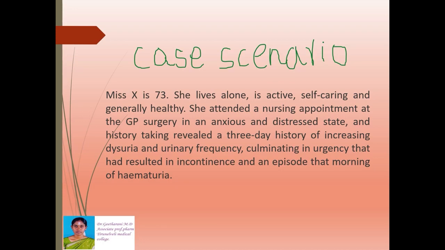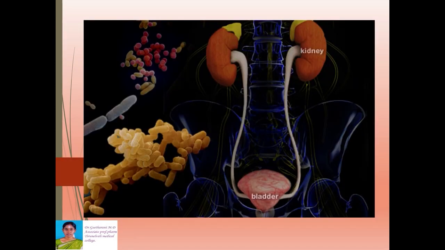She has anxiety too. So this could be a case of UTI as there are complaints of dysuria, urinary frequency. Okay. With this, these are the organisms which are infecting this urinary tract. This is the image showing that.